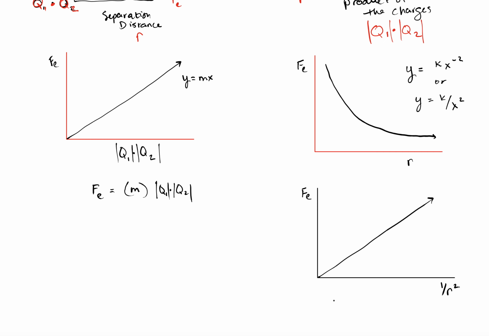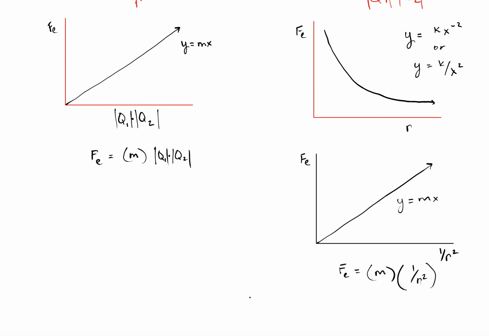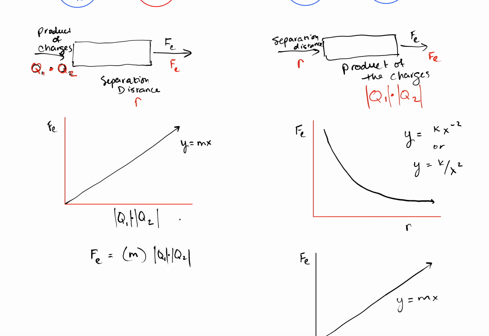So then my equation on this one is y equals mx, right? Where y is Fe, m is some number, and x is 1 over r squared. Okay, now let's figure out what the slopes represent.